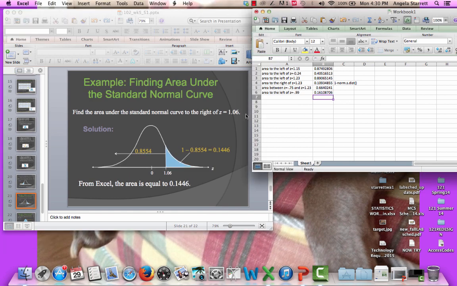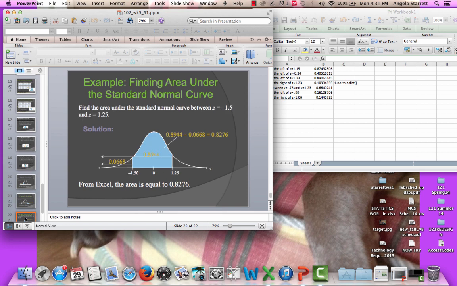All right, what if I want the area to the right of z equals 1.06? All right, now I want the area to the right. So now I have to do 1 minus norm.s.dist of 1.06, always true. And you can see that I'm getting the area now to the right, which is 0.1446, roughly rounded. Okay.